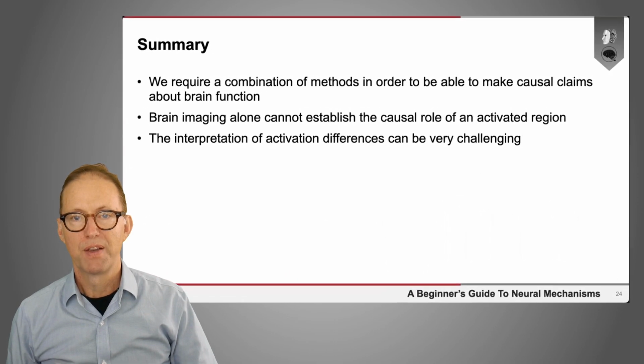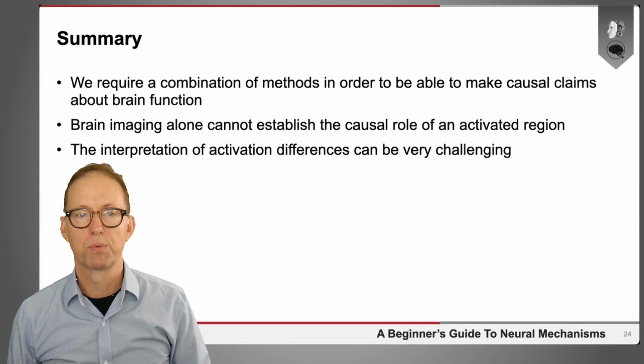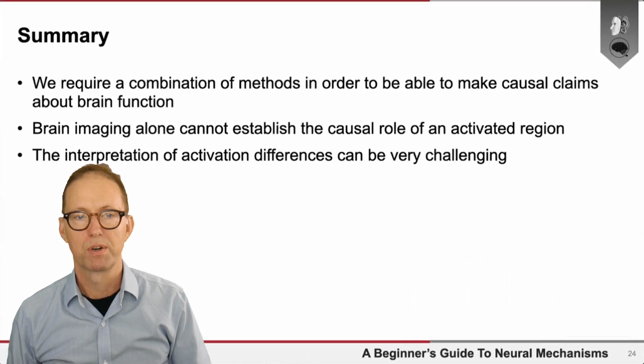So in summary, if we want to make causal claims about brain function, we require a combination of methods in order to be able to do that. Brain imaging alone cannot establish the causal role of an activated region. And the interpretation of activation differences can be very challenging.